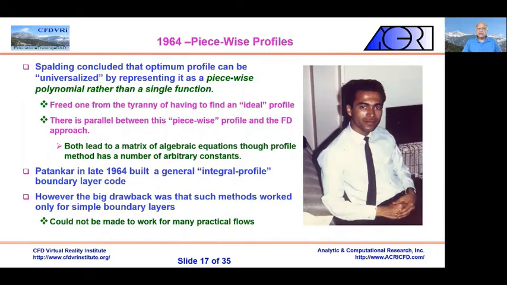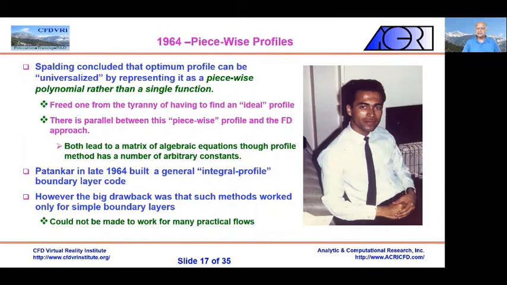So it freed one from the tyranny of having to find an ideal profile. Now, I didn't look for which profile fits my flow. I say, well, it's a piecewise profile. I just have to figure out how many pieces I need. So there is a parallel between piecewise profile and the finite difference approach, but there is a difference. Though both lead to algebraic equations, the profile method leads to a number of arbitrary constants that have to be matched to the initial and boundary conditions.